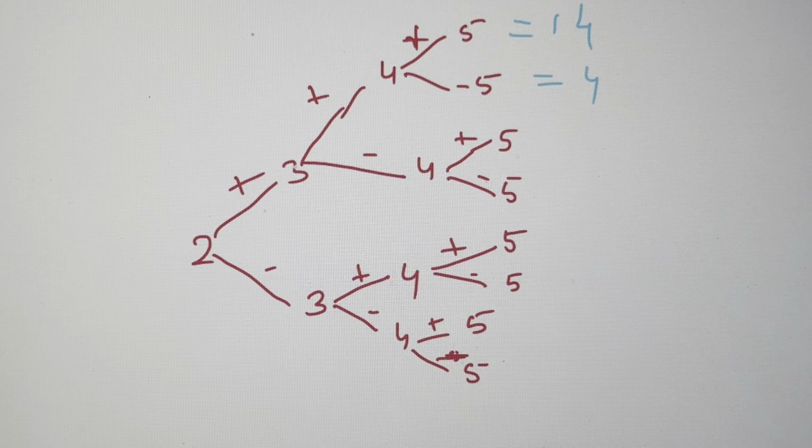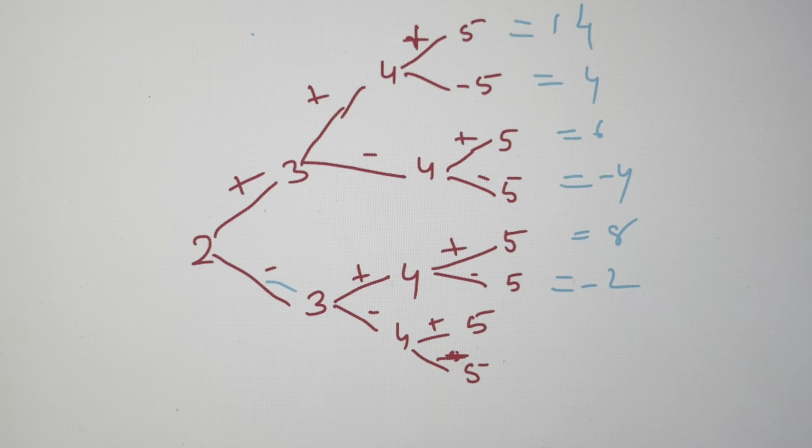Now 2 plus 3, 5. 5 minus 4 is 1. 1 plus 5 is 6 here. Until here we did 1. 1 minus 5 is minus 4. Okay. Now we come below. So 2 minus 3 is minus 1. Minus 1 plus 4 is 3. 3 plus 5 is 8. Same way, 2 minus 3 is minus 1. Minus 1 plus 4 is 3. 3 minus 5 is minus 2.